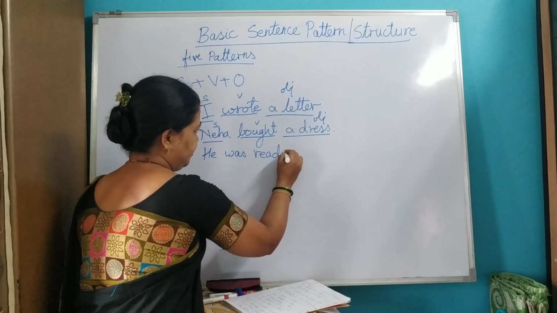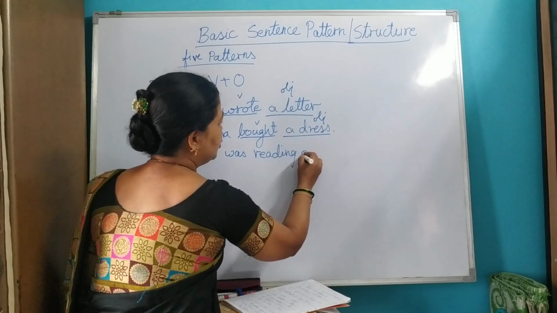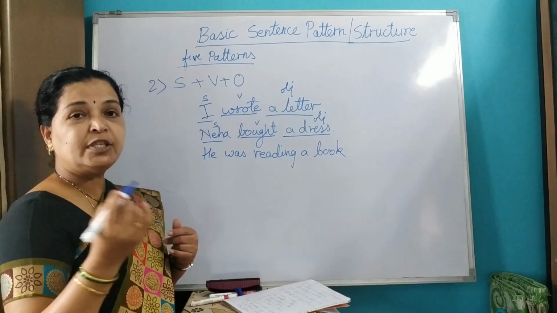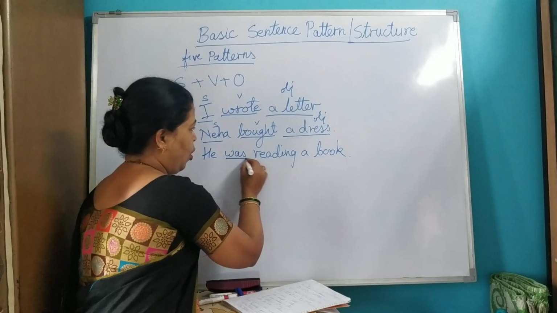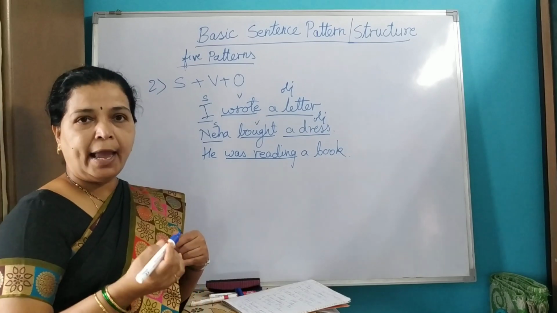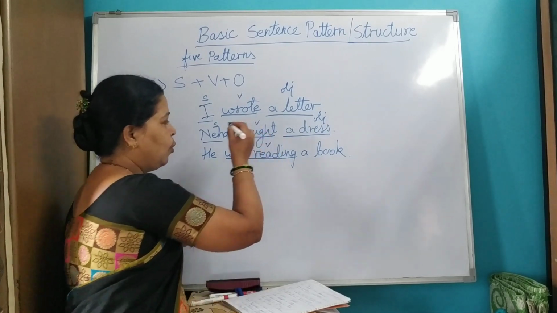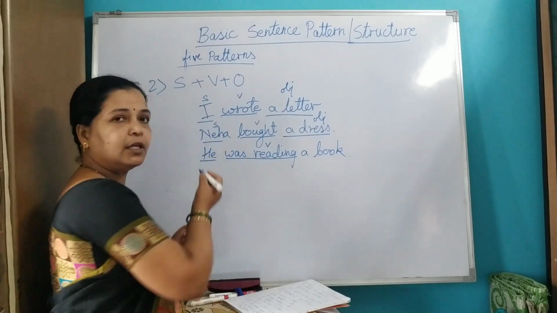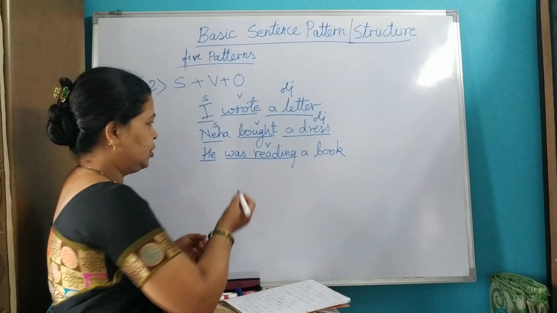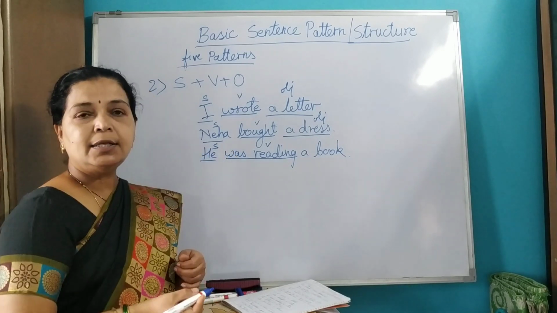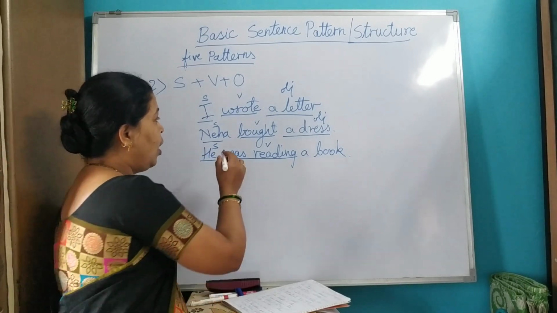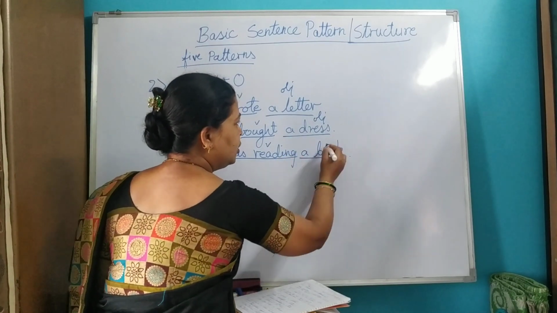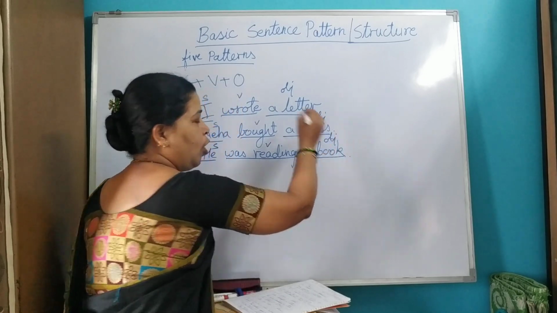Then, he was reading a book. Which is the action word? Was reading is your action word. That is a verb. Who was reading? He was reading. So, he is doing the action, so it is the subject. Then, was reading what? A book. So, a book is your object.